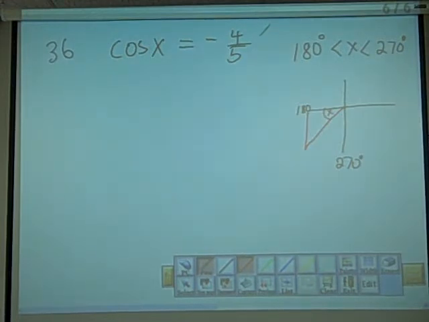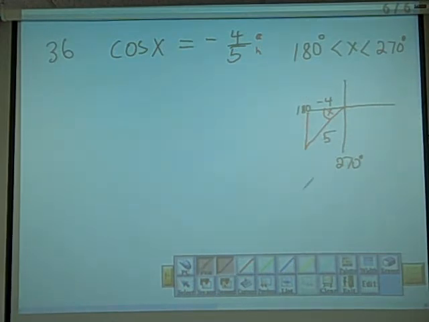Well, cosine is adjacent over hypotenuse, right? So that means 5 is going to be the hypotenuse, and this would make this a negative 4 here. So that means we need to find our opposite side. Again, we're going to use the Pythagorean theorem, right? But you can also see that we have a 3, 4, 5 right triangle.